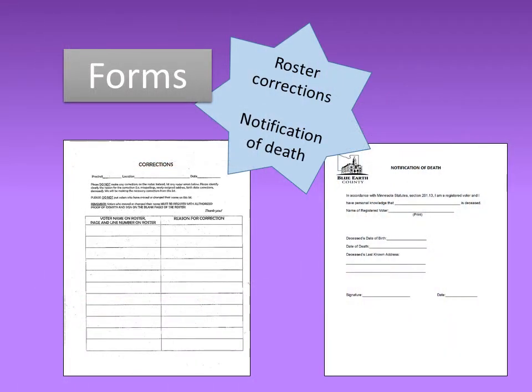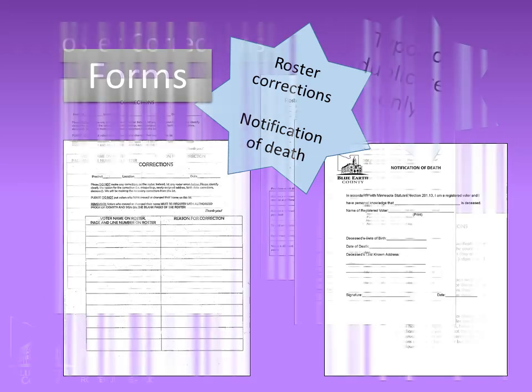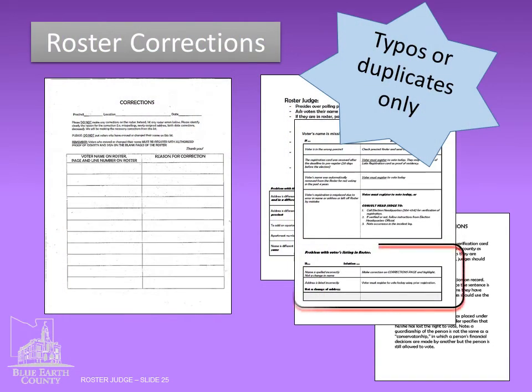The roster correction and notification of death forms are available in your supply bag. Your roster correction form should be used only for typos or duplicates. Do not use the correction form for any other notations.